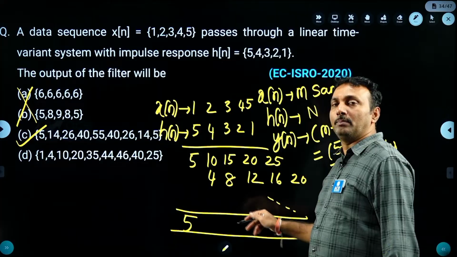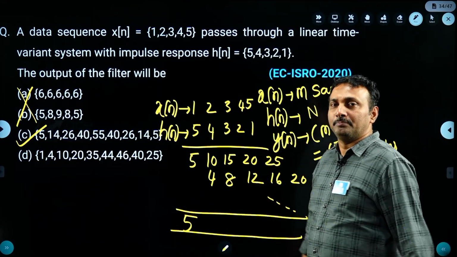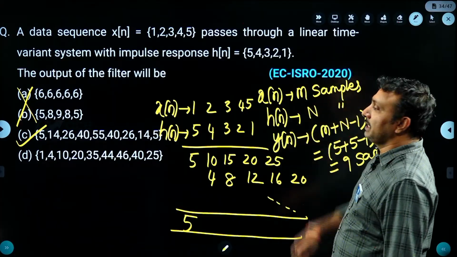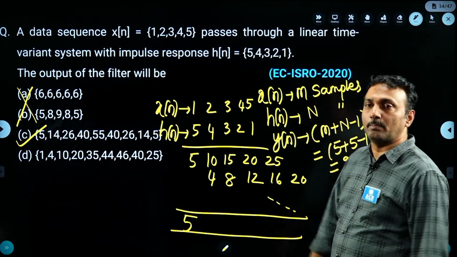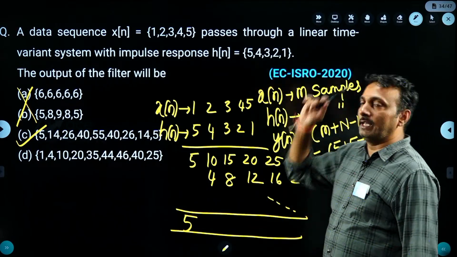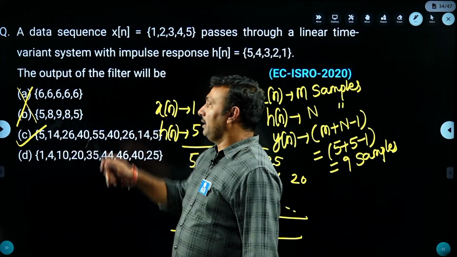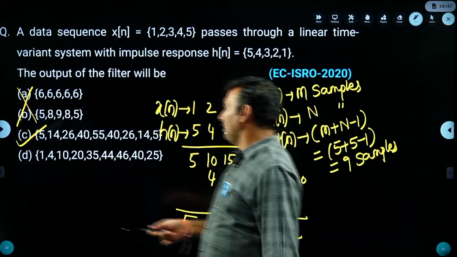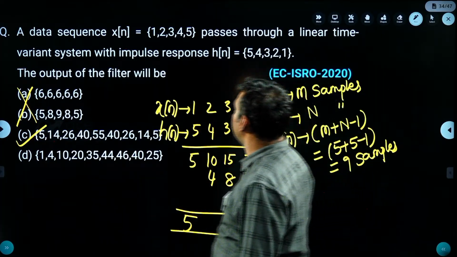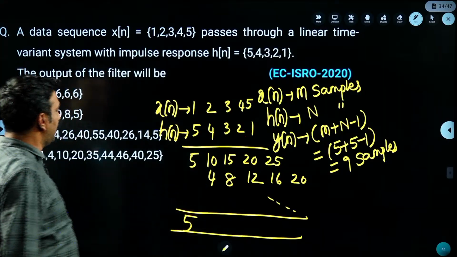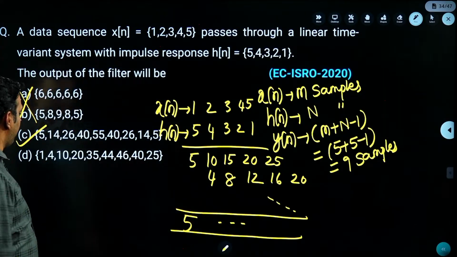Actually you have to complete the example, no need. ISRO is a time bounded exam, you cannot waste your time. First logic we need is input has m samples, system has n samples, means length of the output is m plus n minus 1. For the given data, 9 samples must be there in the output. Eliminate A and B. Choice may be between C and D, but our starting sample is 5. Option C is the correct answer.